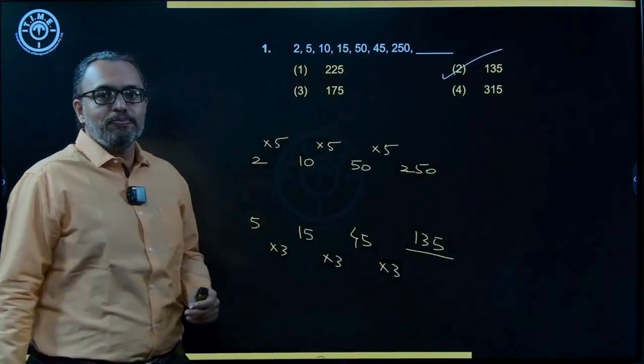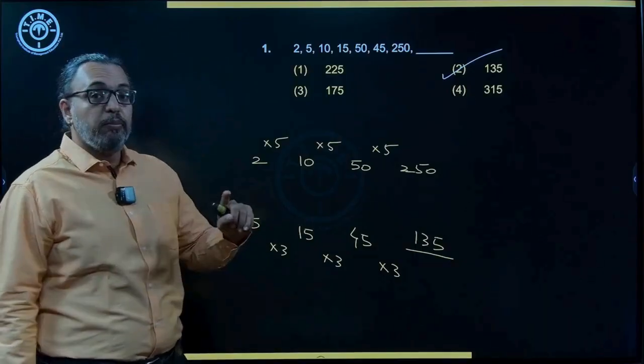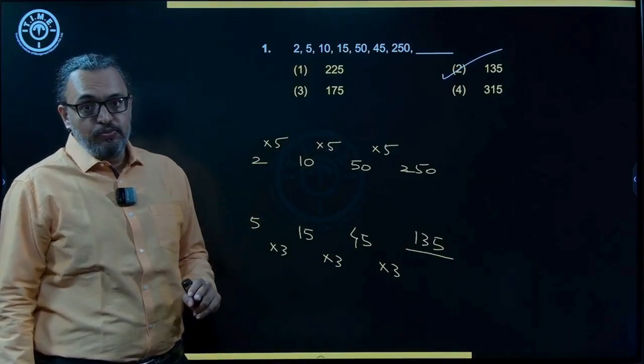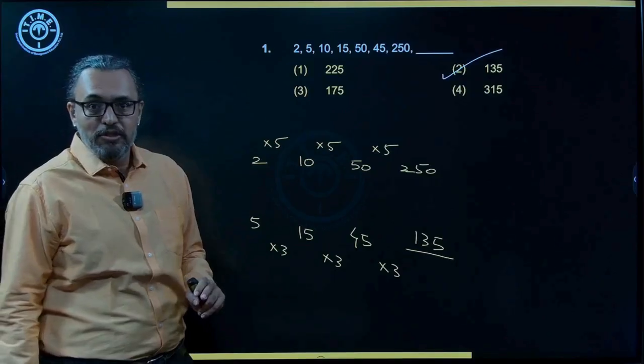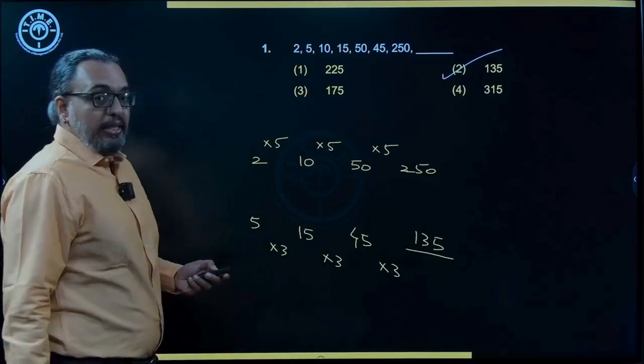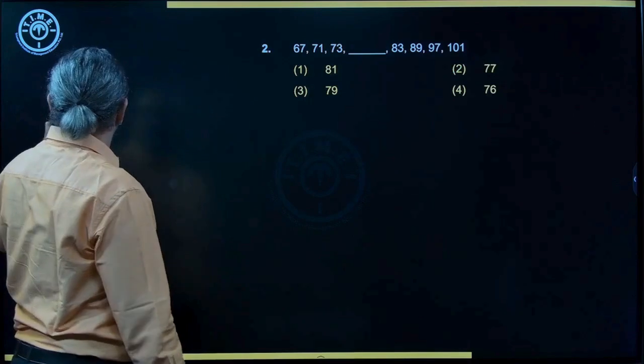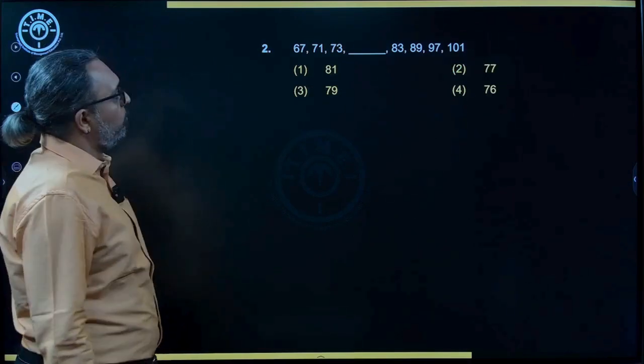So choice 2. Okay, so observe the given numbers, then approach. Then there will not be any confusion. Got it? Okay. Then next. Now here, if you observe, what is happening?